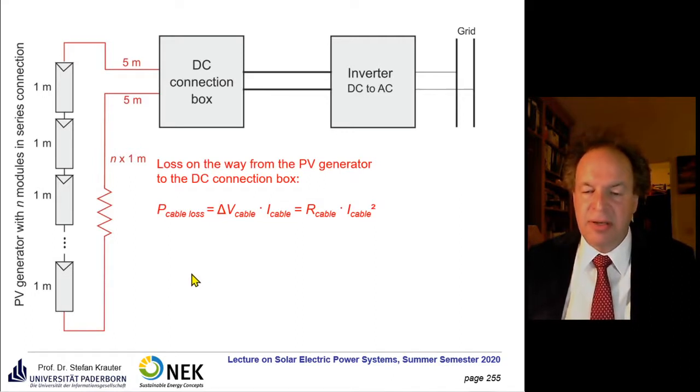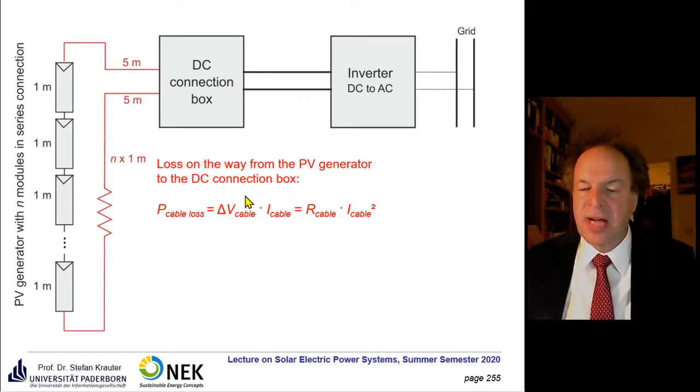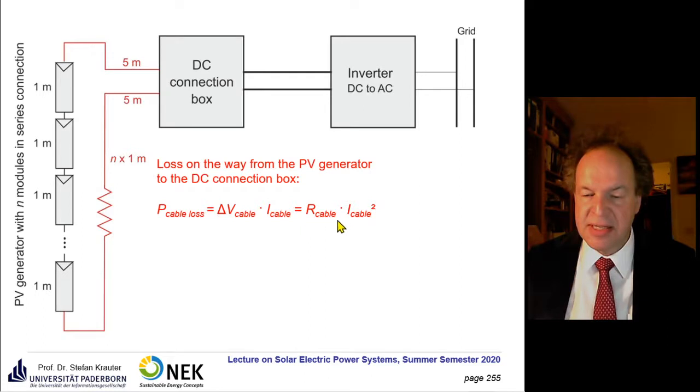So the cable losses are calculated as follows. We have the voltage loss along the cable times the current flowing through that cable. If you calculate the voltage loss, it is the resistance times the current through that cable. And if you multiply it once again by the current through the cable, we have the cable loss as R times I squared.